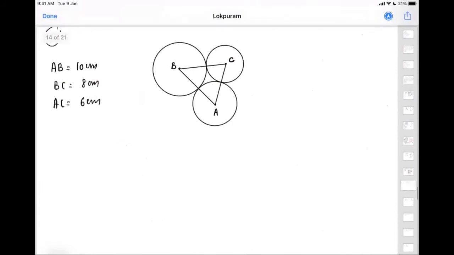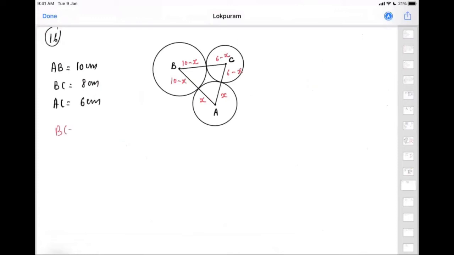Now, you know, you remember the three circles question we had done in the exercise part. If we say AB is 10, let's say the radius of the circle with center A is x. Since AB is 10, this will become 10 minus x. This will also become 10 minus x. AC is 6, so this will become 6 minus x. This will also become 6 minus x. Is this okay so far?